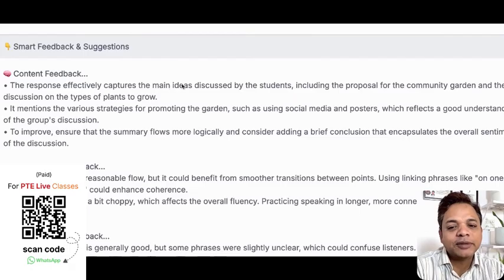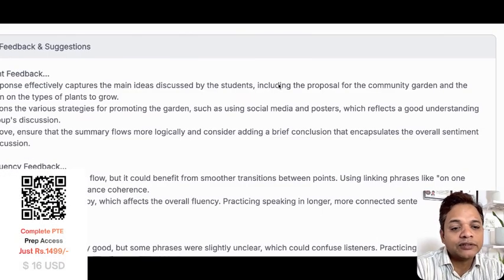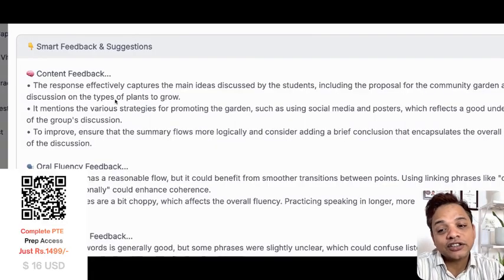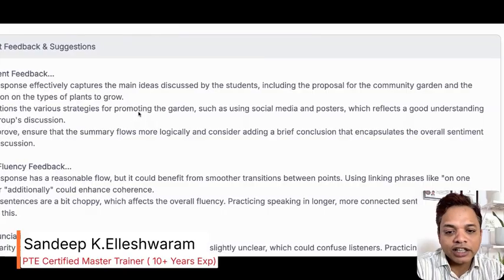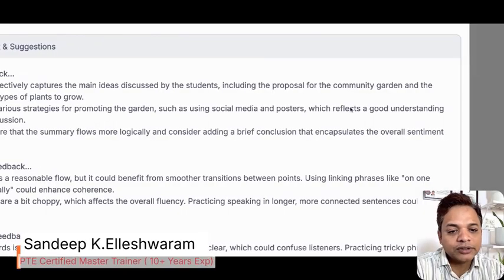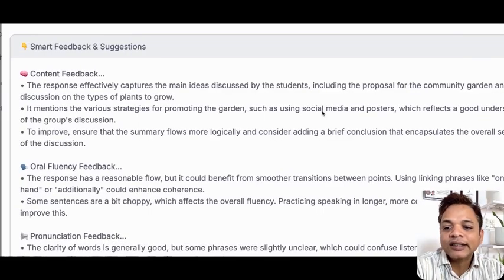The response effectively captures the main ideas discussed by the students, including the proposal for the community garden and the discussion on types of plants to grow. It mentions various strategies for promoting the garden, such as using social media and posters, which reflects a good understanding of the group discussion. Okay, social media and posters, I included.